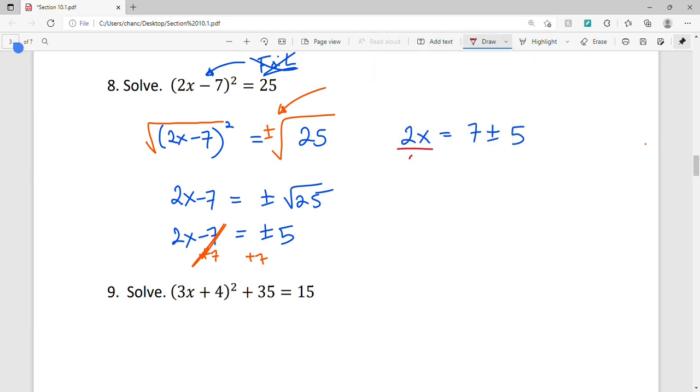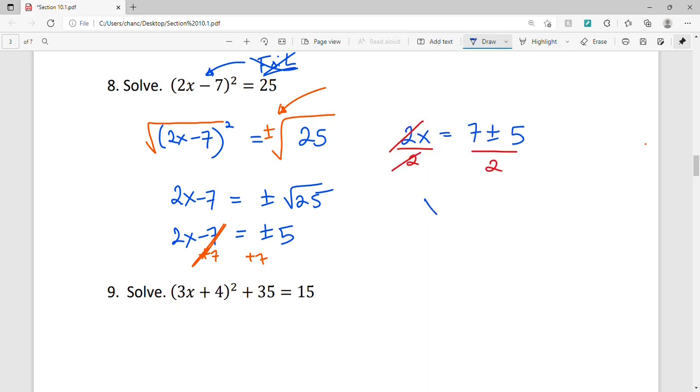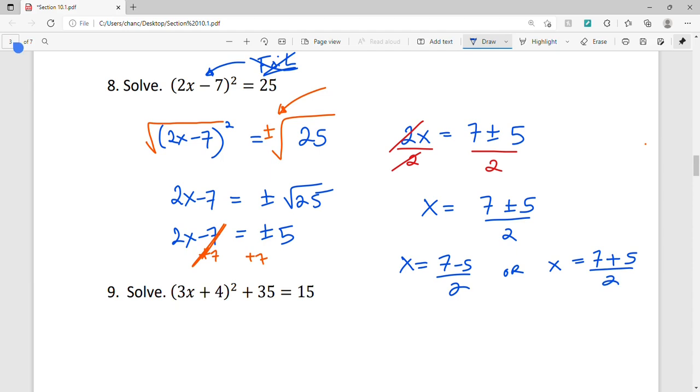Instead, divide both sides by 2 so you can isolate that x. x equals 7 plus or minus 5 over 2. Now this is the point where we can evaluate it. We can write one equation where it's 7 minus 5 over 2, or we could write the other equation, 7 plus 5 over 2. So we're now separating it. We always wait till the end to do this.